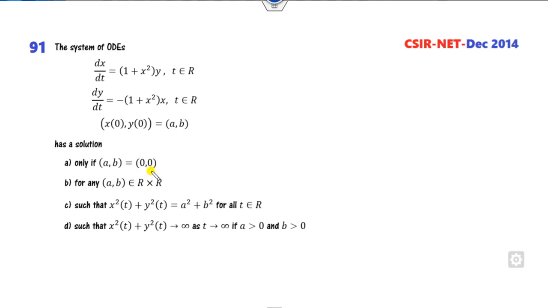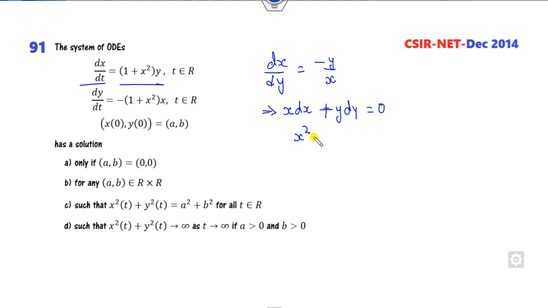Okay, now this one is again the system of equations. That's again very simple. You can simply divide them: dx over dy is minus y over x. You can simplify them: x dy plus y dx is 0. You can integrate them: x square plus y square is equal to a constant. x0, y0 is (a, b), so C will be a square plus b square.